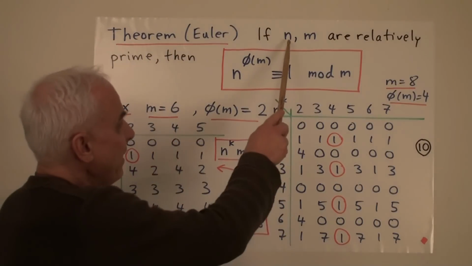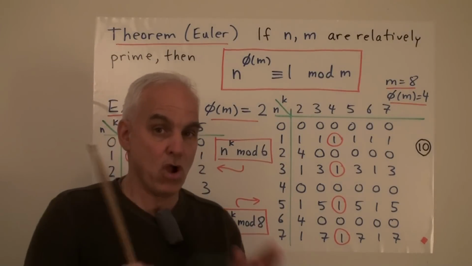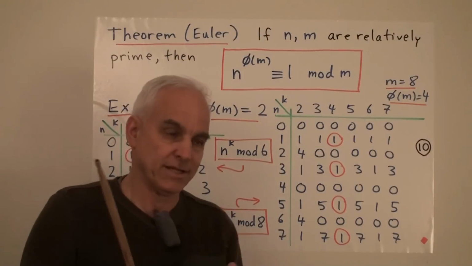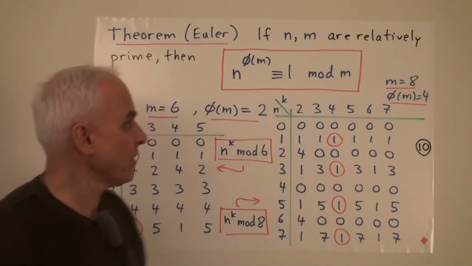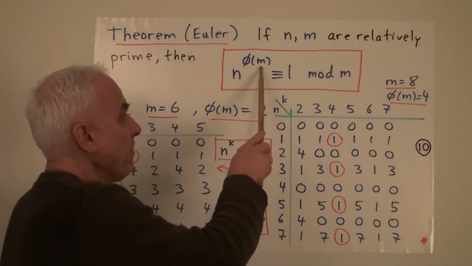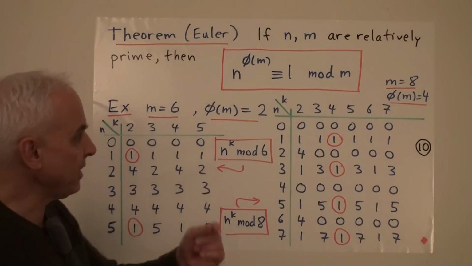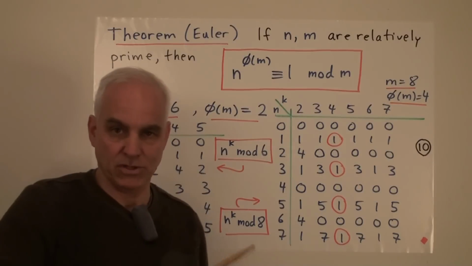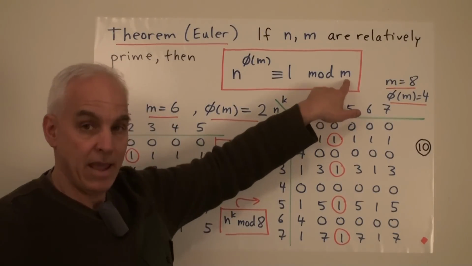So the statement is that if n and m are relatively prime, and I remind you that means they have no common factors, like 7 and 6, or 6 and 11, but not like 10 and 8. They have a common factor. So if n and m are relatively prime, then n to the phi of m is congruent to 1 mod m. And the interesting thing is that the exponent here works for each of these numbers n, which are relatively prime to m. The exponent only depends on m.